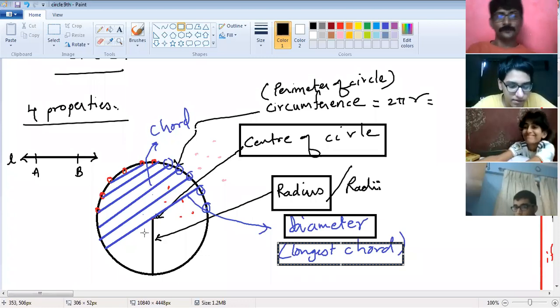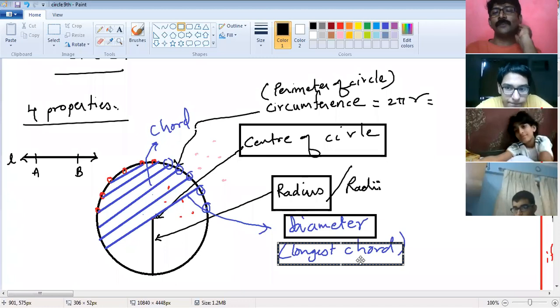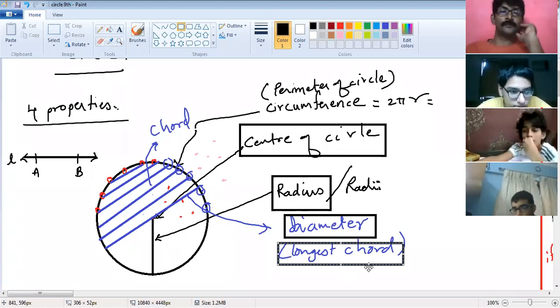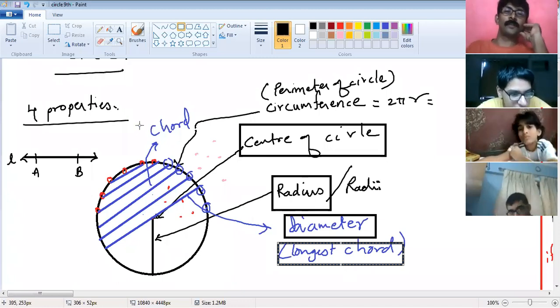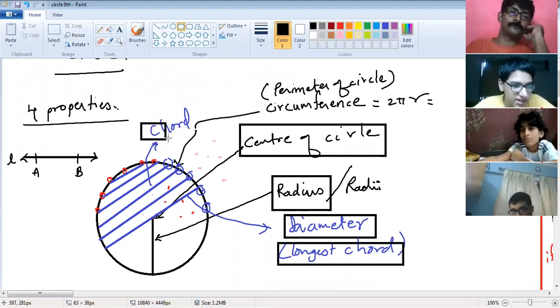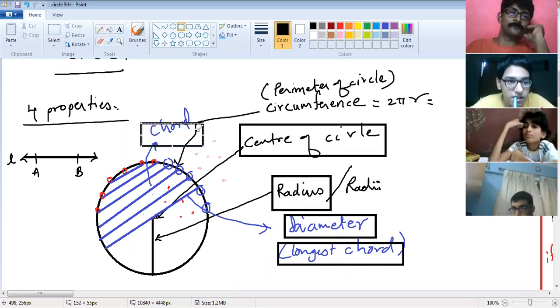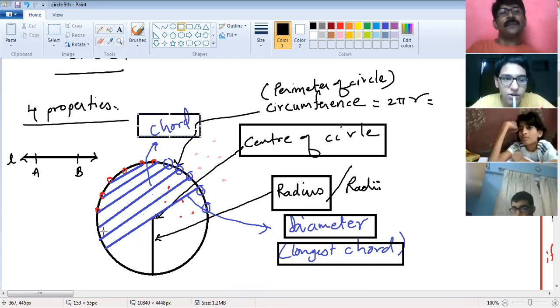Infinite, very good. Okay, so guys, we'll move ahead. After diameter, there is something called a chord. Now, what do you mean by chord? It's any line segment joining two points on the circumference.